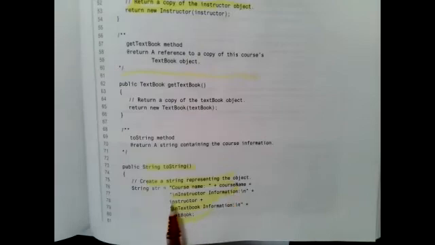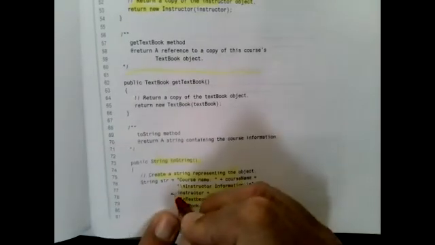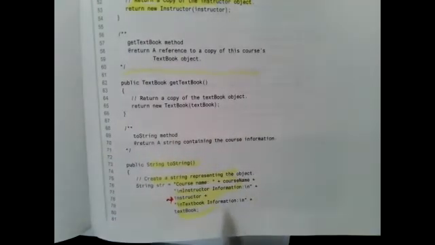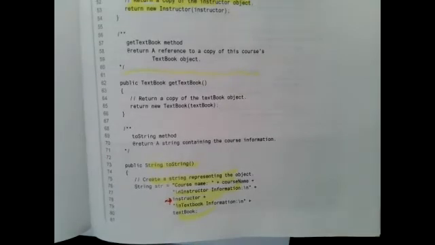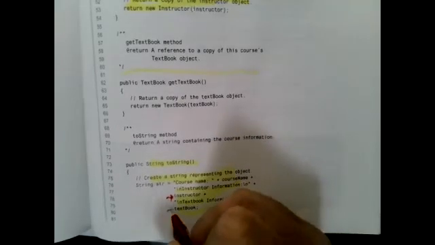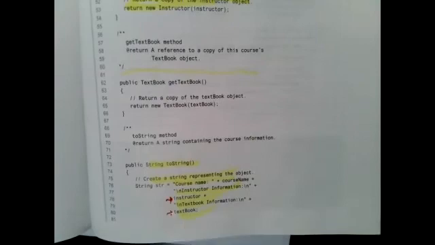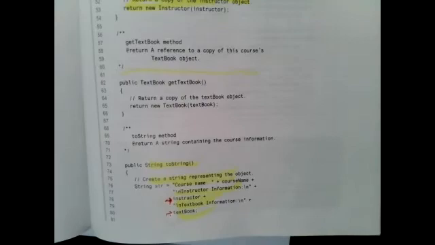And guess what this instructor right here, what's that getting for me? When I say instructor, what is being pulled in? The toString method for instructor. Excellent. The toString method from instructor, and again, the same thing's going to happen with textbook. The toString from the textbook class.